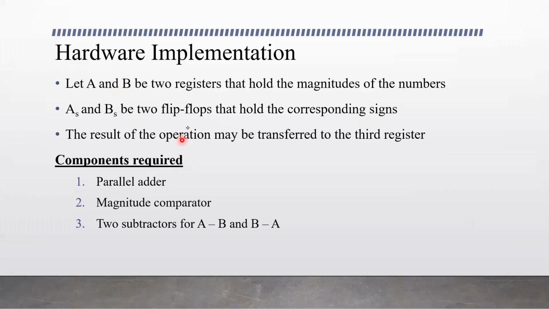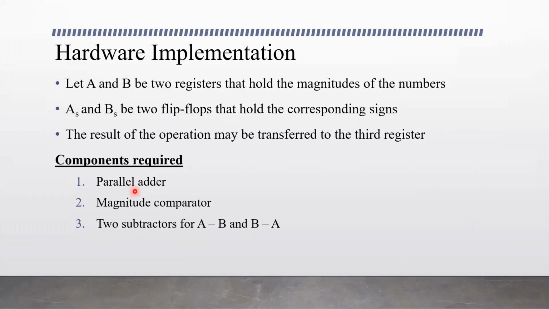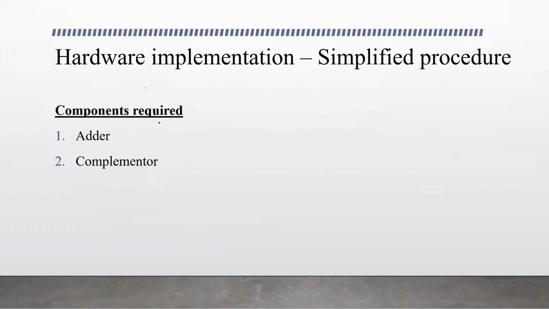So what are the components needed for performing these operations? For all these conditions, we add, compare and subtract the numbers. The simplified process requires an adder and a complementer. We don't need a comparator here.